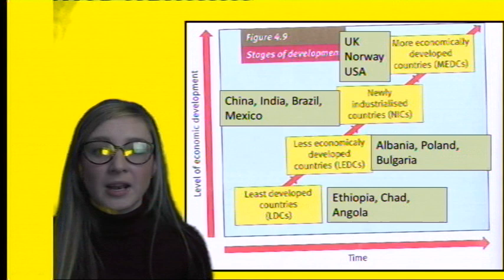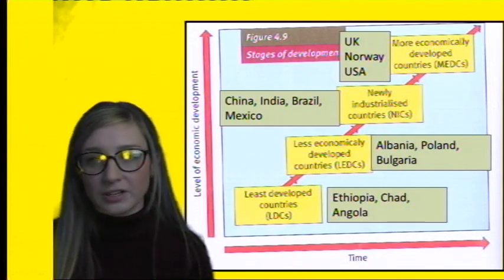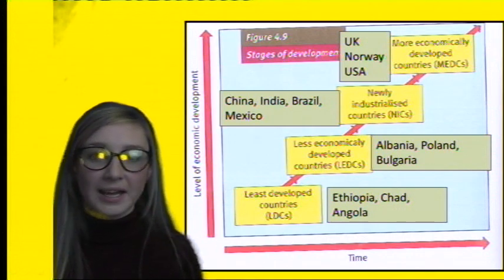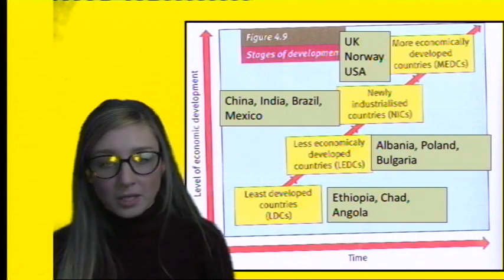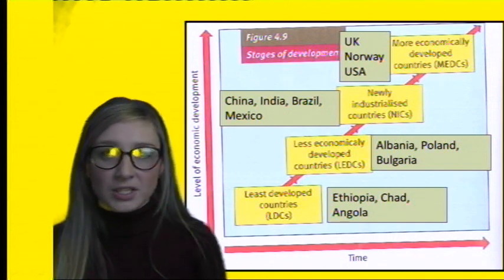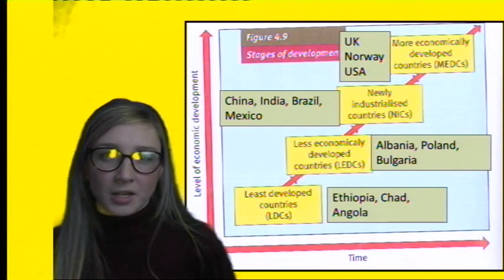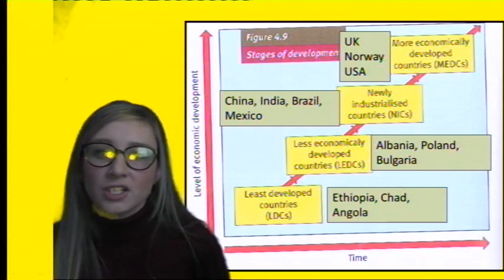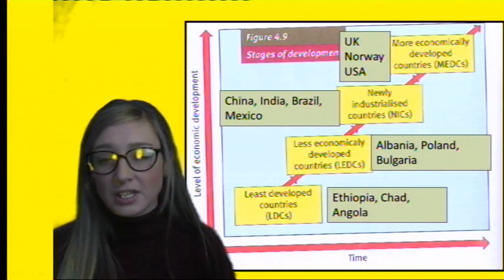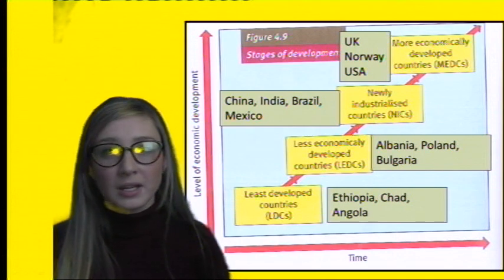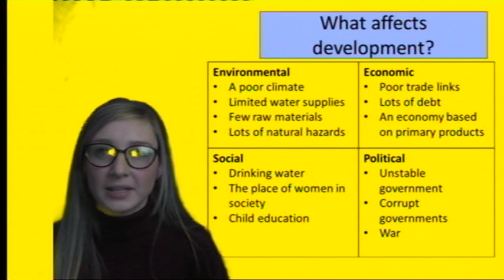So when we're looking at development, we look at four main sectors. We've got the LDCs, the least developed countries, such as Chad, Ethiopia and Angola. When they become slightly more developed, we're looking at less economically developed countries, such as Albania, Poland, Bulgaria. So they're kind of middle income countries. And then we've got the newly industrialised countries, such as China, India, Brazil and Mexico. They're the countries that are growing really rapidly at the moment. And then we have the MEDCs, so that's us, the UK, we've got Norway and the USA.